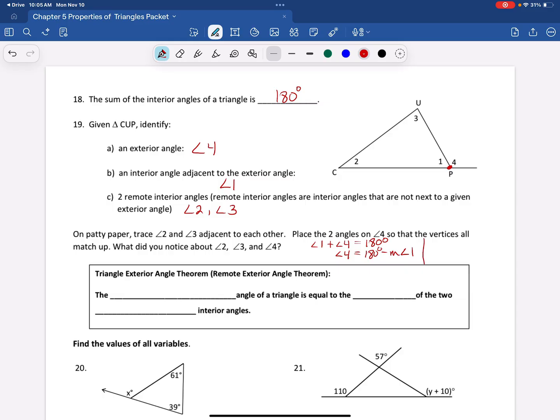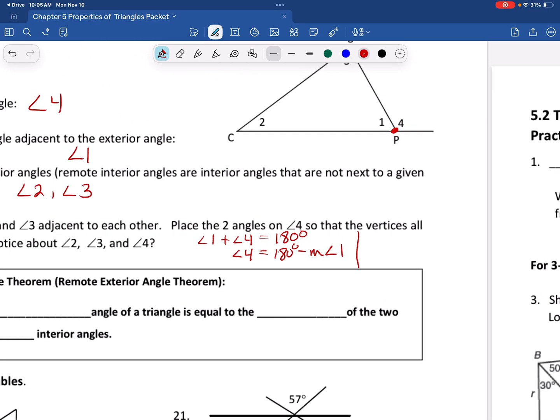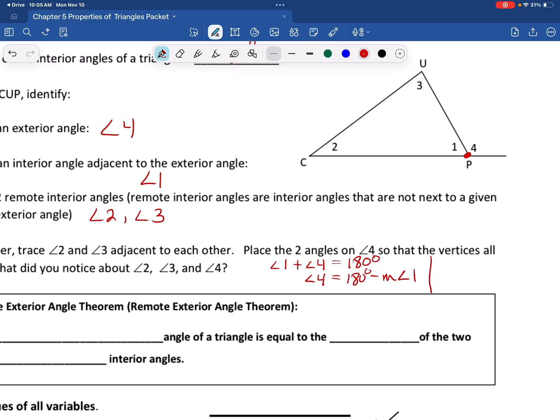Now, and again, I'm doing this really small, but what do I know about the measure of angle 1 and angle 2 and angle 3? Okay, now, to be mathematically correct, I'm going to go back here, and I need to write measure. So the measure of angle 1 plus the measure of angle 4 is 180. So the measure of angle 4 is 180 minus the measure of angle 1.